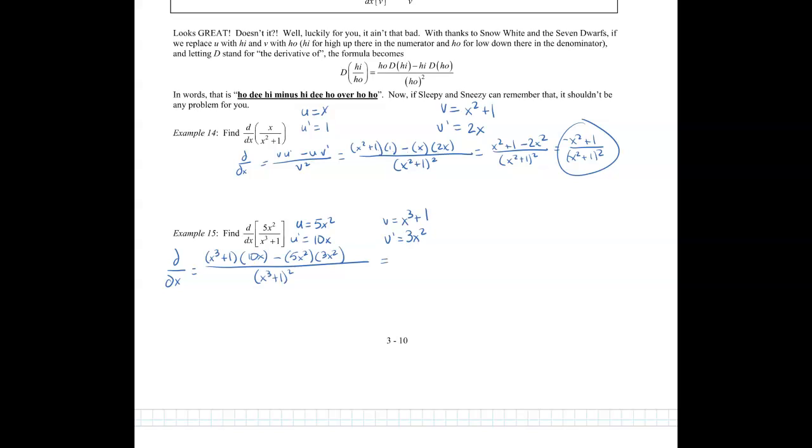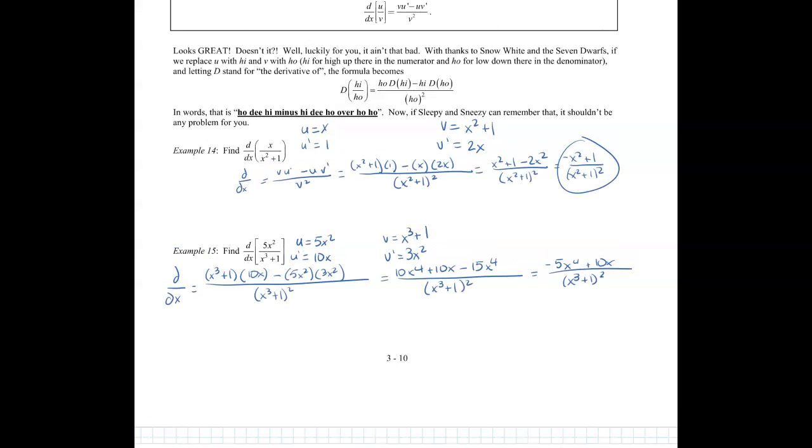Distributing this out, I should get 10x to the 4th plus 10x minus 15x to the fourth all over x cubed plus 1 quantity squared. Combining my like terms, I should get negative 5x to the fourth plus 10x all over x cubed plus 1 quantity squared. And that's about as simplified as I can get it, so I am done.